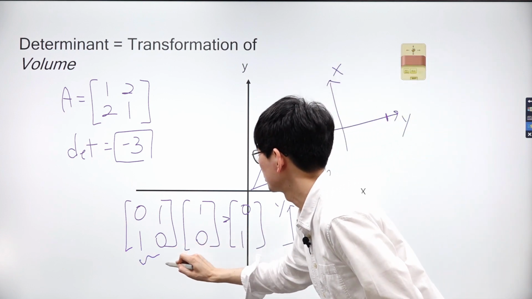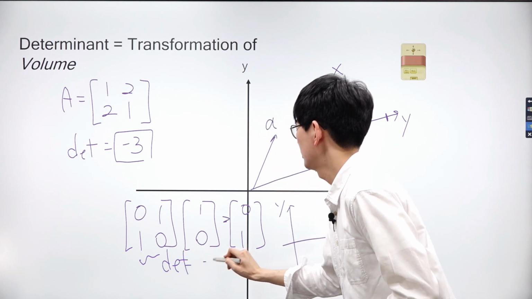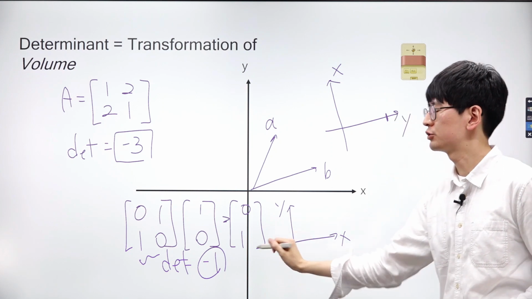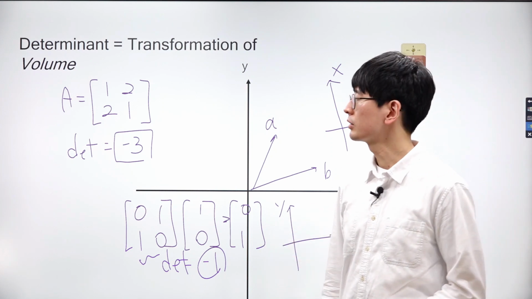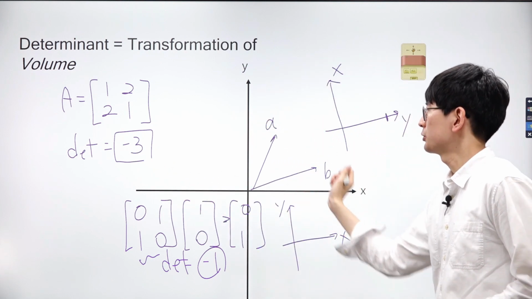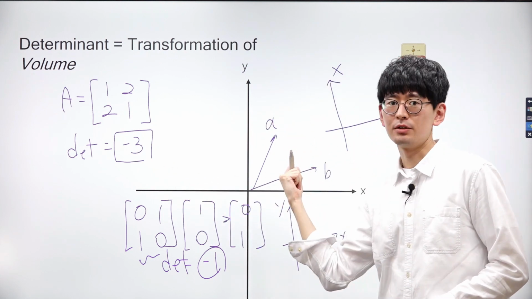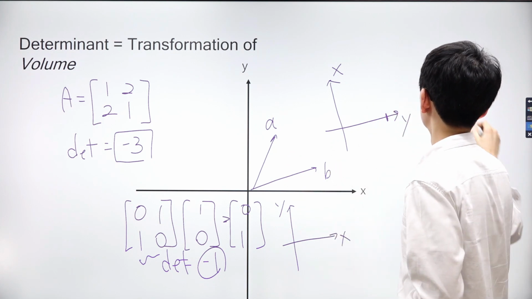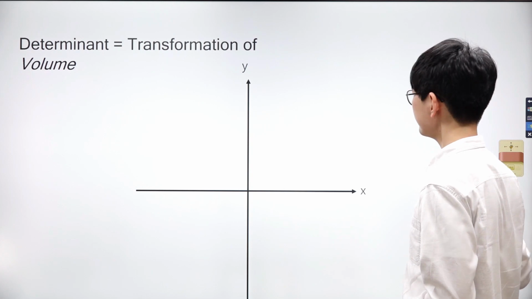This matrix has a determinant of -1. Therefore, switching the order or labels of the axes results in a negative determinant. In summary, a negative determinant indicates that the order of the axes has been reversed from that of the original space.